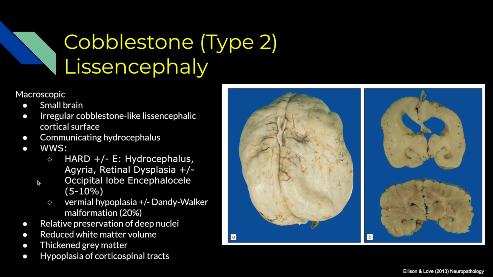So microscopy, you have small brains, you have this irregular cobblestone pattern, and where you have again this very thick and white leptomeningeal covering, which is your over-migrated neural tissue.